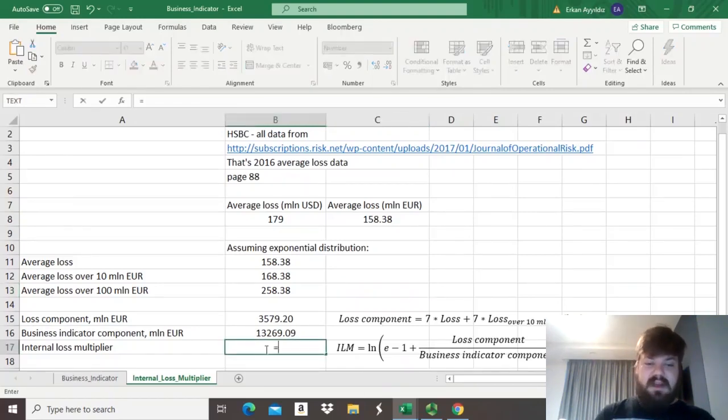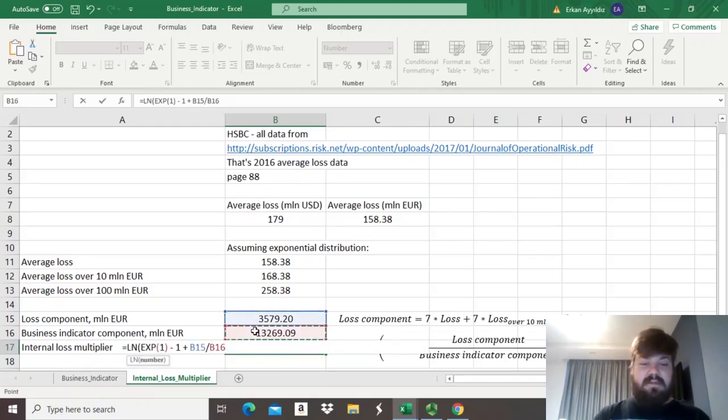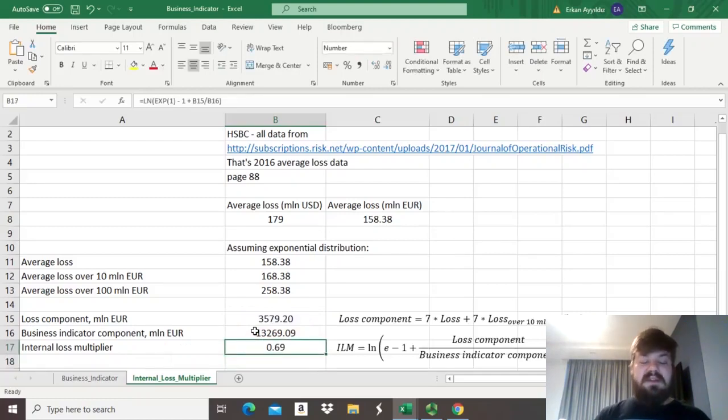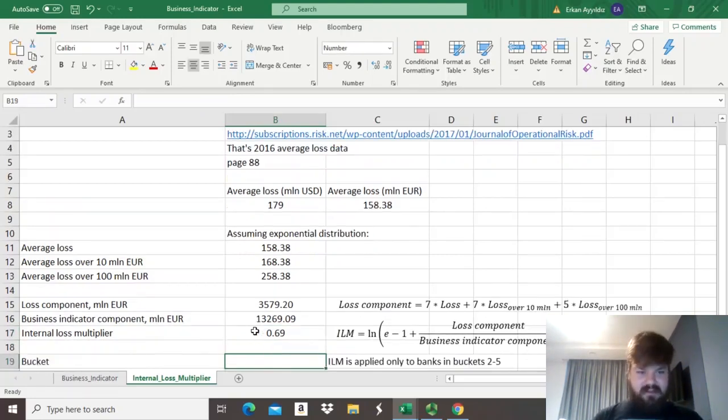So the internal loss multiplier would just be the natural logarithm of the number e, which is the exponent of 1, minus 1 plus the ratio between the loss component and the business indicator component. And we can see that the internal loss multiplier for HSBC is less than 1, and it's 0.69. It means that, well, arguably, HSBC is less risky than some of its counterparts, so it would not be penalized too much for its internal losses.